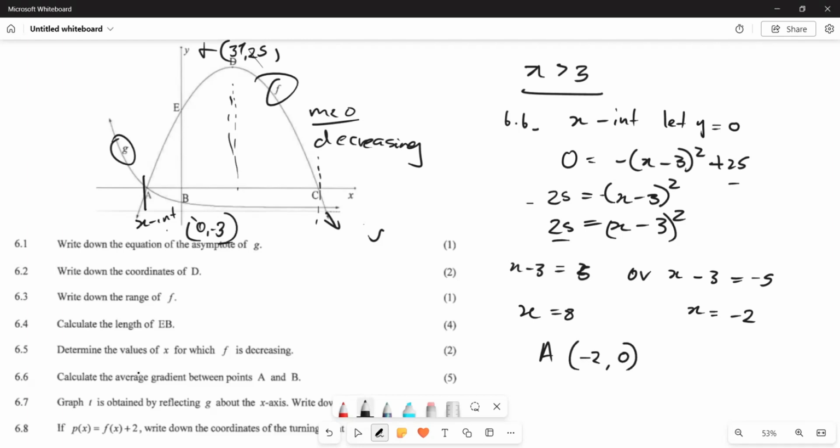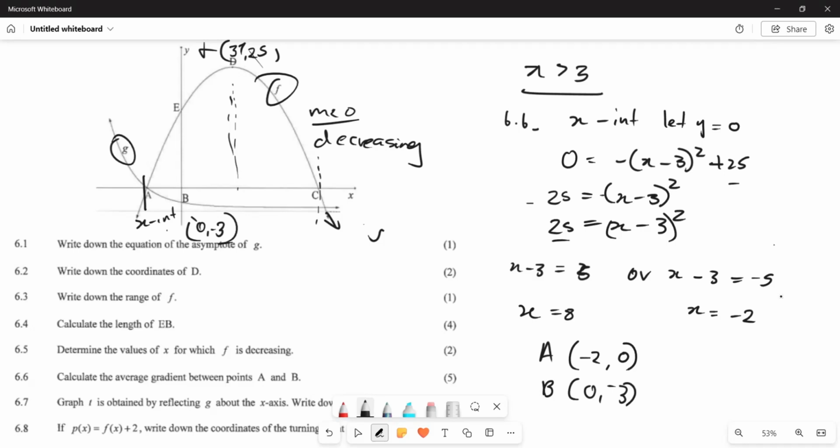Now, they want you to find the gradient for A and also B. So the coordinate of A is negative 2 and 0, and the coordinate of B, remember we found, is 0 and negative 3. Now when you're looking for the gradient of such, what are you going to do?